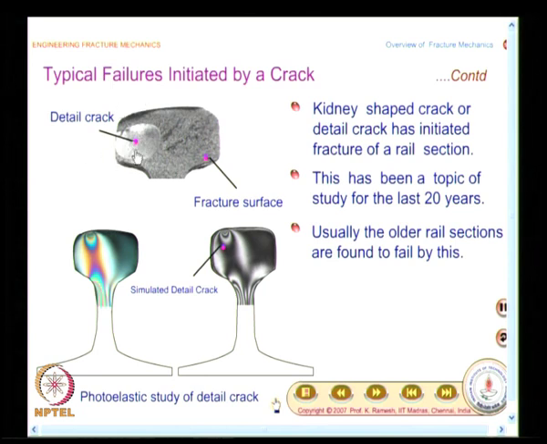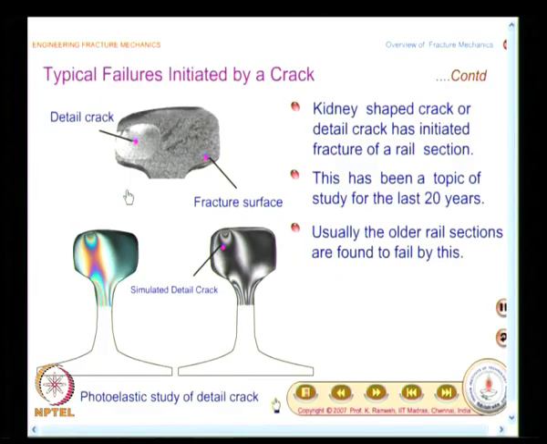Such a work was done in our laboratory. We had seen the variation of stress intensity factor on the boundary of the hole. It no longer remains constant. It is a 3-dimensional problem. The problem is very complex and you need to understand that. And what is recorded is, the older rail sections are found to fail by this, and this has been the topic of study for the last 20 years.